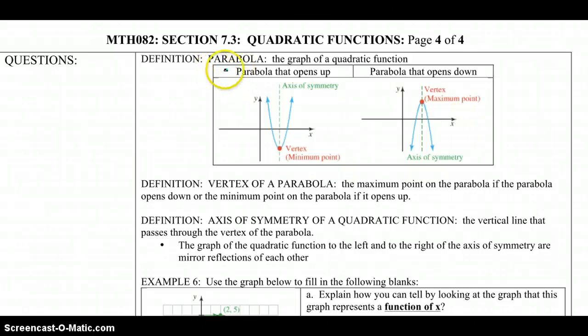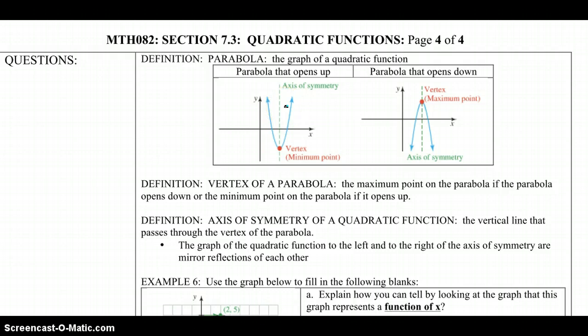So the name of this graph that we're now going to see is called a parabola. This is the graph of a quadratic function. As we're graphing these, parabolas can either open up, where it's cupped up and the open side is up, or it can cup down, be open downward. So the open side of the parabola here is opened downward. So it opens down and opens up.